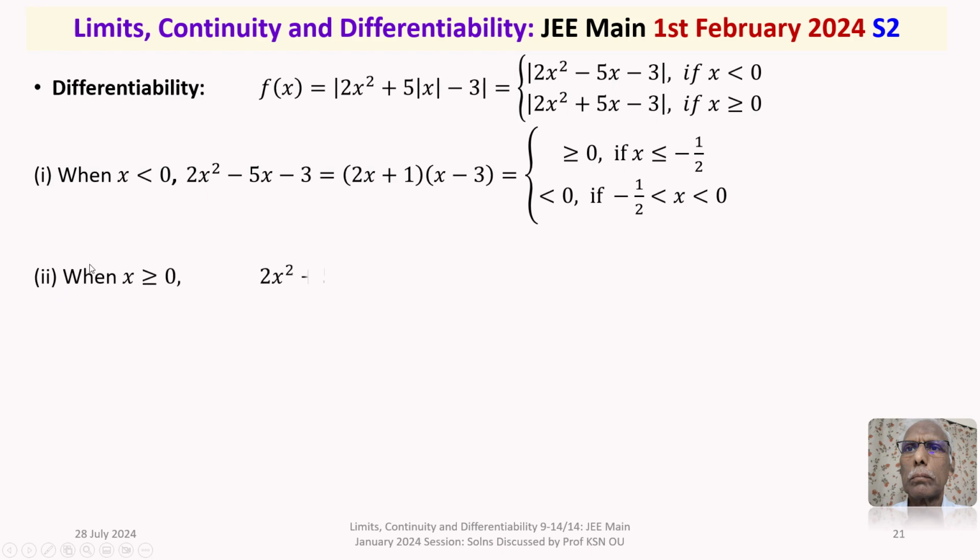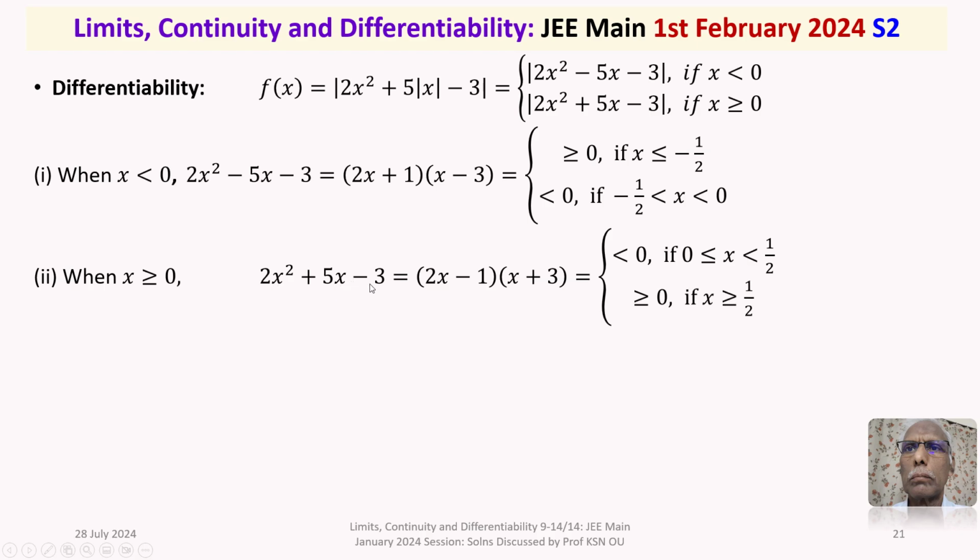So case 2, when x is greater than or equal to 0, 2x square plus 5x minus 3, factorization, 2x minus 1 into x plus 3, argue as above. You will see it is less than 0 if 0 is less than or equal to x less than 1 by 2, and it is greater than or equal to 0 if x is greater than or equal to half. Mind you, x greater than or equal to 0 you have to consider. Now it is broken into 4 pieces.